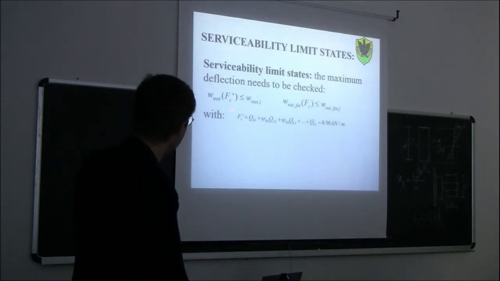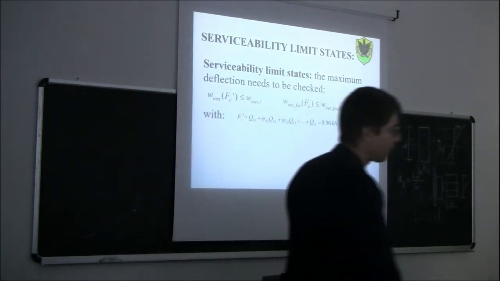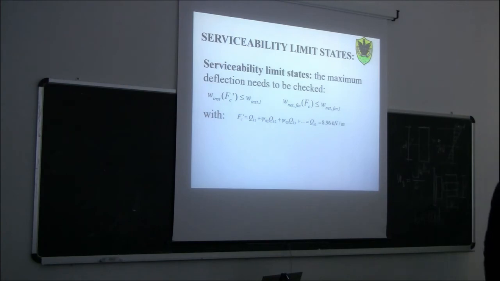So, Fc prime in our case should be Qk1, the basic variable action plus the combination values of all the other variable actions. In our case, we have only one variable action, the snow, so we have only Qk here, and the value is 8.96 kilonewton per meter. Fc, the total frequent load combination, is Gk plus Qk, because we don't have other Qk. So, 13.94 kilonewton per meter.